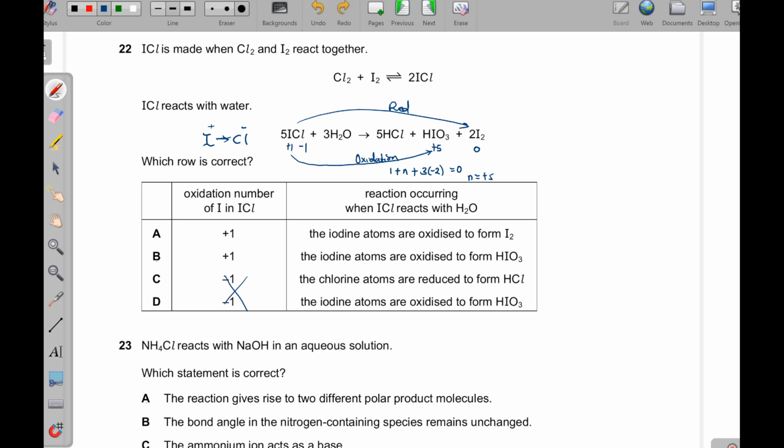Okay, now here the iodine atoms are oxidized to iodine, but to iodine we are seeing what? Reduction. So that means this one is off. Already I had the ticks here, but since this one is off, that means our answer has to be B, which says that the iodine atoms are oxidized. Iodine atoms are oxidized to form hydrogen iodate. And this is actually oxidation to hydrogen iodate. You see? So there is a tick there. That is why our answer is B.